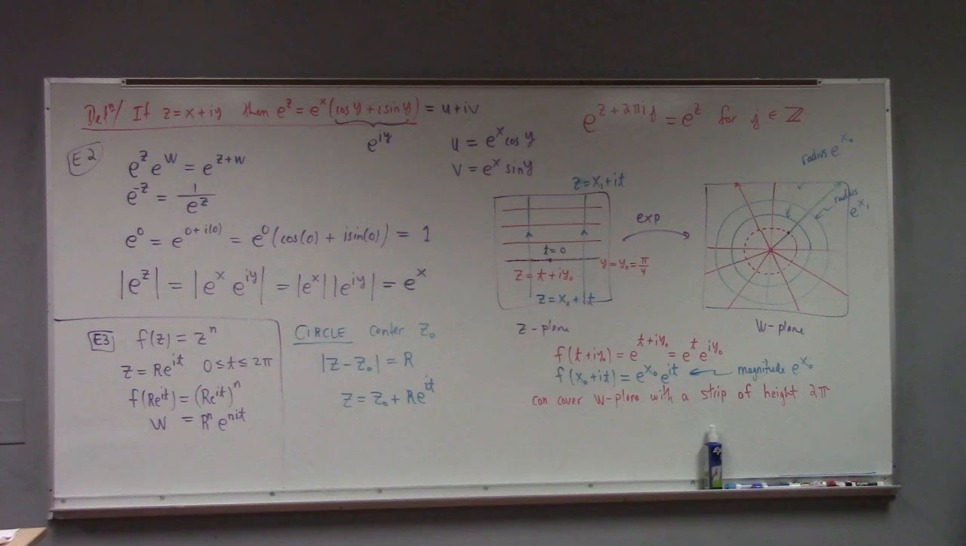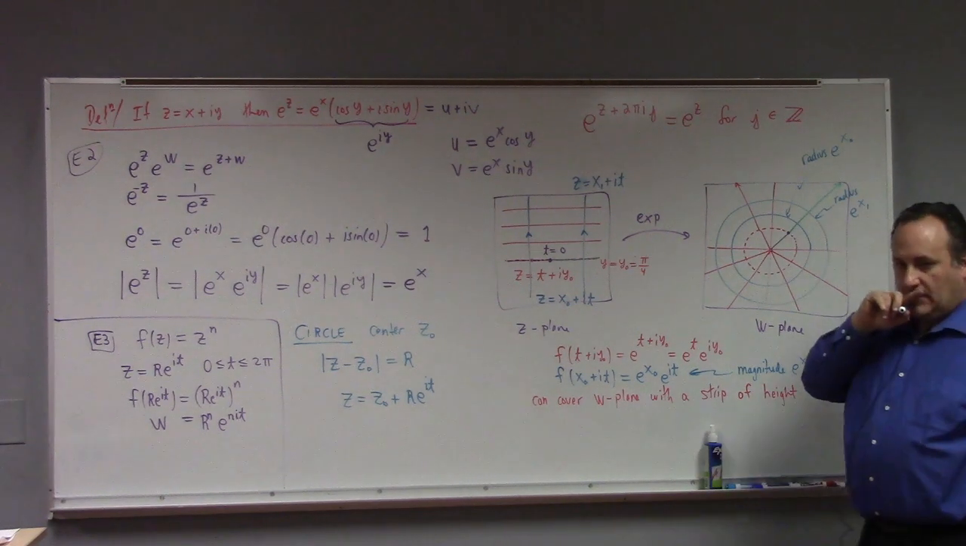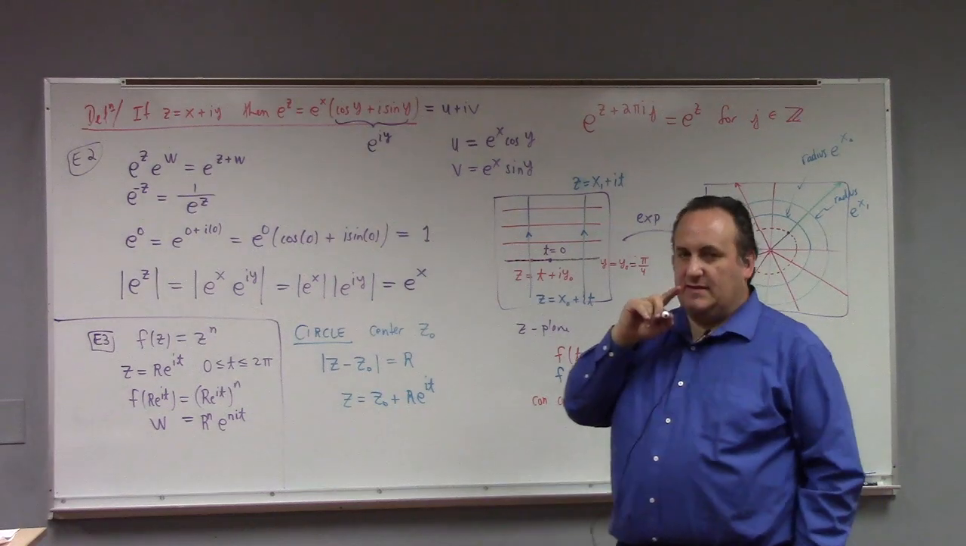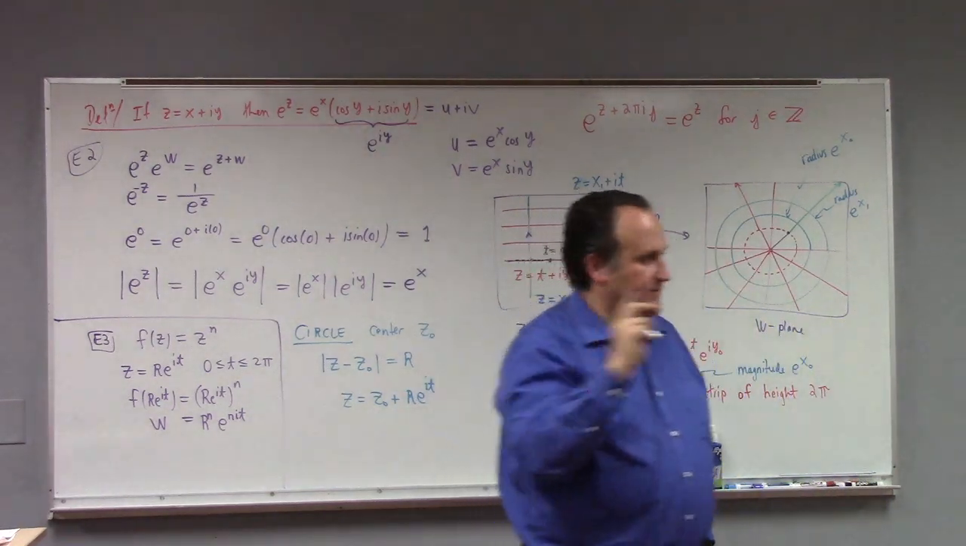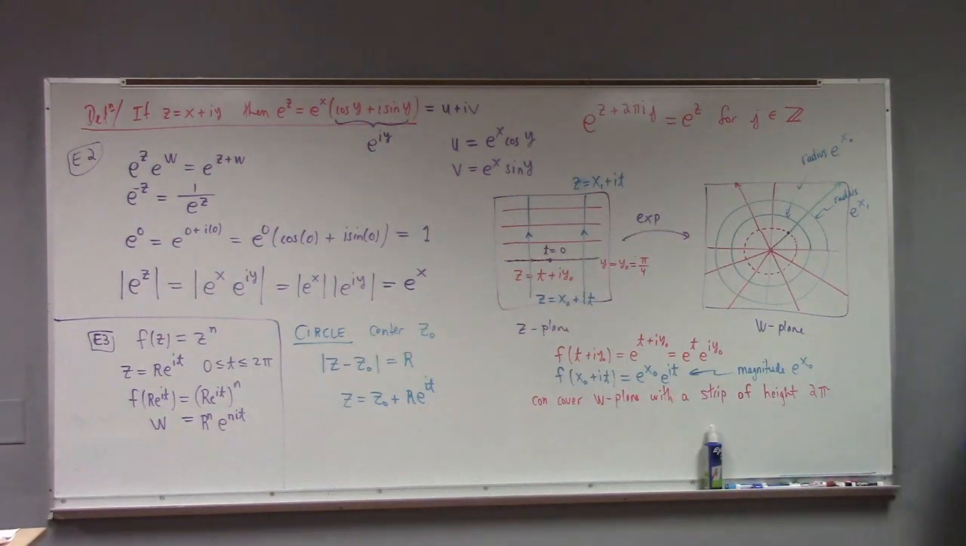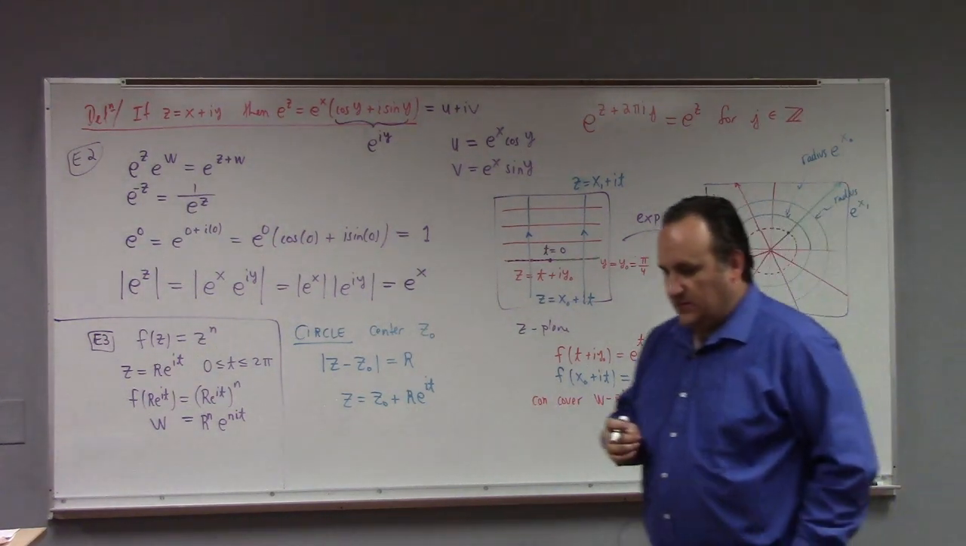So, all right, consider this. We have e to the z equals to w. Actually, let me flip the script here. Let's say we have e to the w equals to z. I want to solve for w. Can we do this?